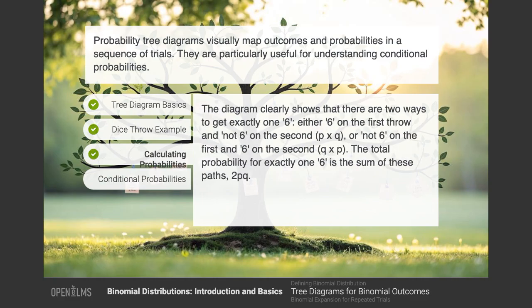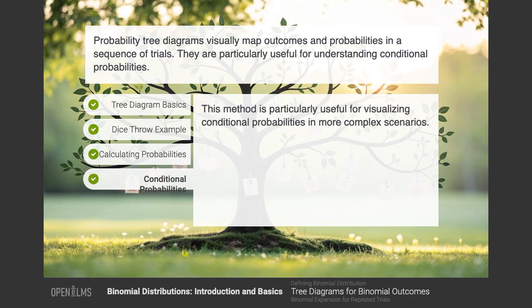The diagram clearly shows that there are 2 ways to get exactly 1 six, either 6 on the first throw and not 6 on the second, P×Q, or not 6 on the first and 6 on the second, Q×P. The total probability for exactly 1 six is the sum of these paths, 2PQ. This method is particularly useful for visualizing conditional probabilities in more complex scenarios.